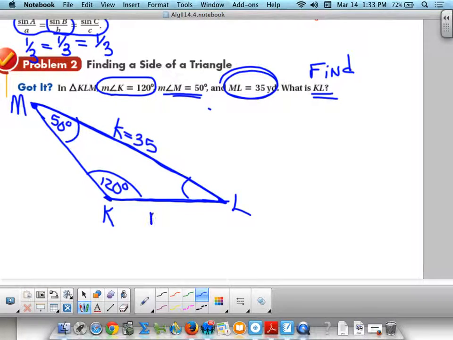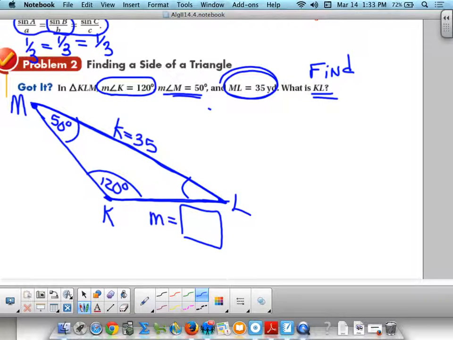KL is really M. This is what they're asking for. They want side M. And if that's what they want, and this is not a right triangle, I can't use SOHCAHTOA. So now I'm going to go with Law of Sines. Law of Sines says, if you know an angle and you know the opposite side, go ahead and use Law of Sines. What angle and what opposite side do you know?